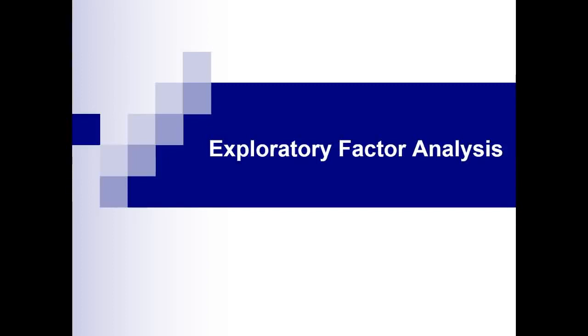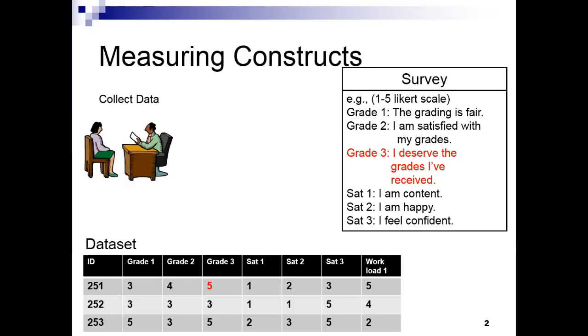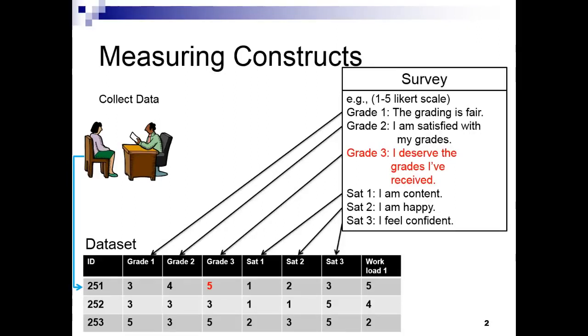This virtual lecture is about exploratory factor analysis. As a review, the rows in our data set are the responses of individual participants. The columns in our data set are the survey questions they provided answers to. So, participant number 251 responded with a value of 5 for the item called Grade 3. This means that participant number 251 strongly agrees that she deserves the grade she received.